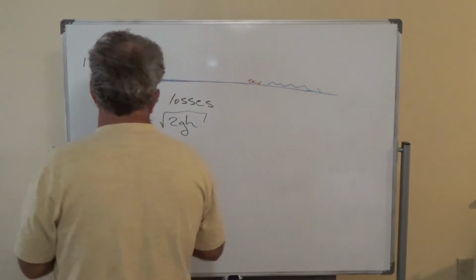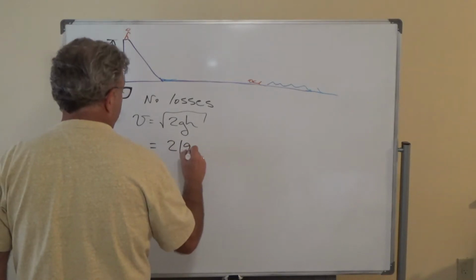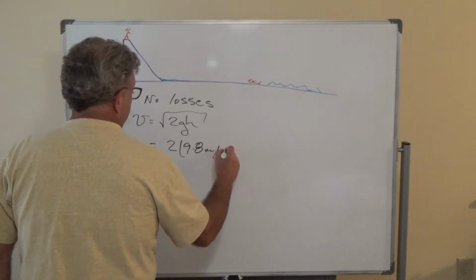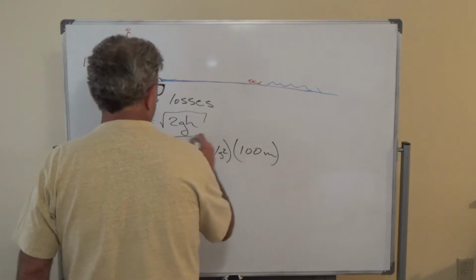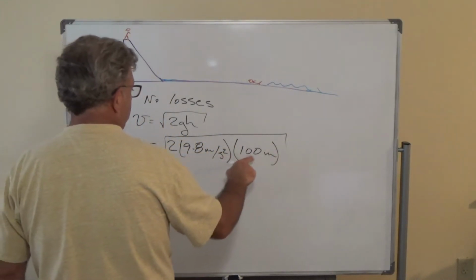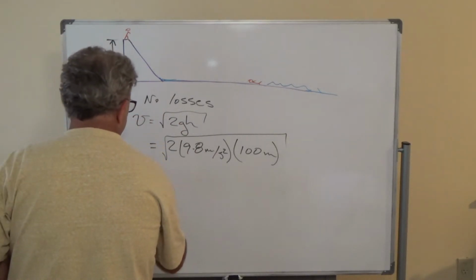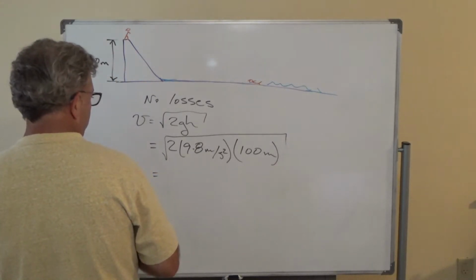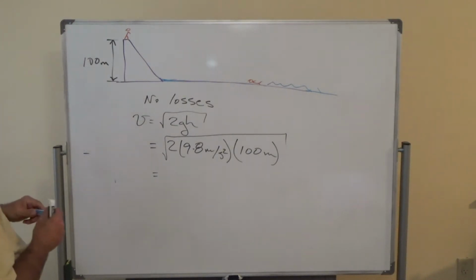So what would the velocity be? With no losses, you get 2 times 9.8 meters per second squared times 100 meters. Can somebody calculate this, please? I got 44.27 meters per second.